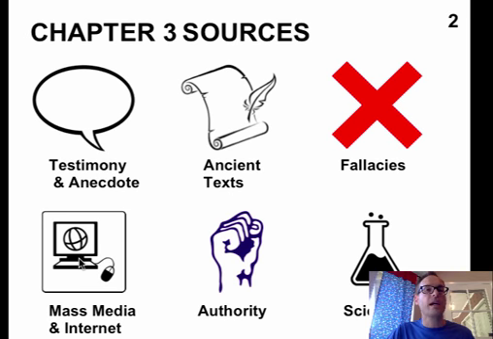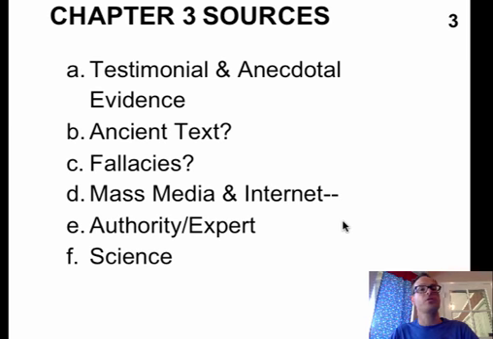Then we'll look at mass media and the internet, just a very brief overview there. Some things you need to remember when you are investigating a supposed authority on a topic. And then we are going to look at science as a source of information, because science has a bias and we need to be aware of it in order to draw information that's most likely to lead us to true conclusions.